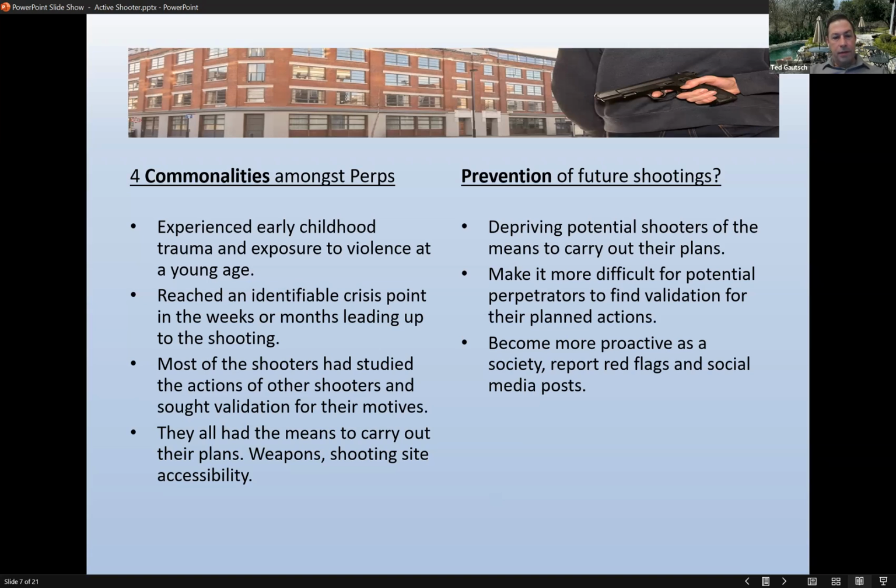And of course, they all had plans to carry out their shootings. They have obtained weapons. They determined their shooting site and the accessibility of the site. And again, soft targets. They're easy to get to, and if you can conceal your weapons, they're in. So a lot of people talk about prevention of future shootings, and again, you're not going to prevent these things from happening. There's too many unknowns out there, especially when it comes to adolescents.